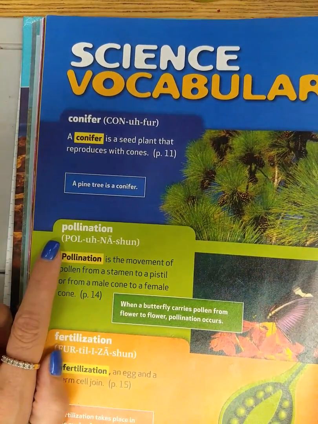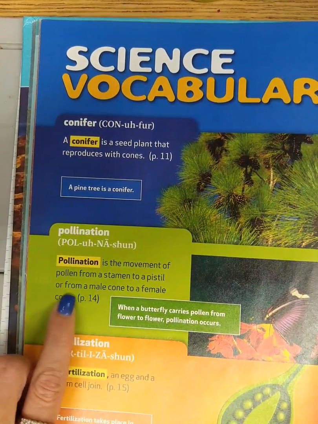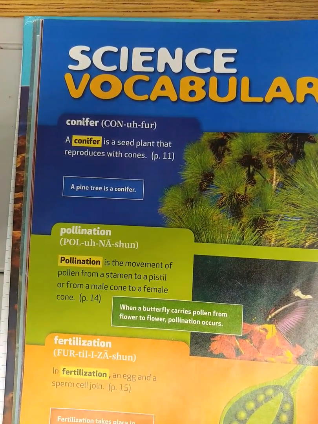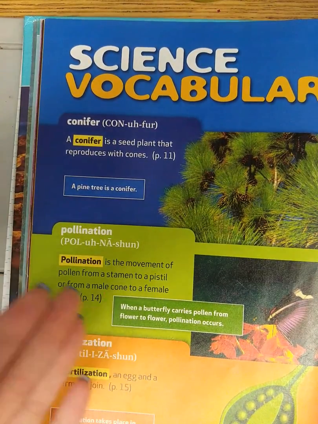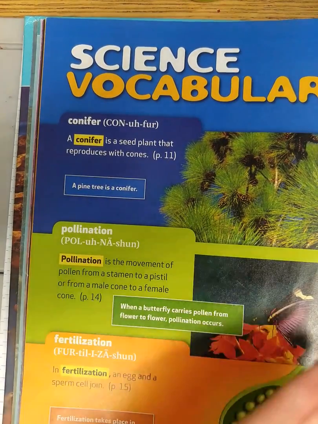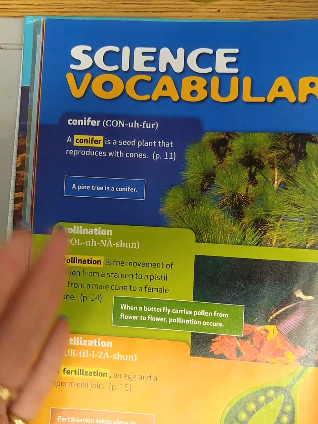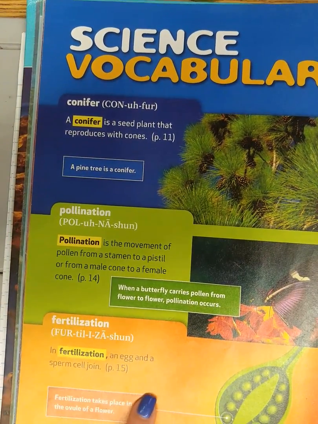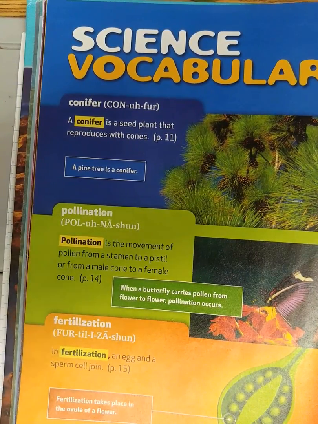They're not shrubs or anything like that. They're trees. Pollination. Pollination is the movement of pollen from the stamen to a pistil or a male cone to a female cone. So within a flower or a cone, they have both male and female parts. And depending upon if a bee has taken the pollen from one flower, it would then give it to the female part of another flower. And when the bee touches the flower initially, that's touching the male part. So that's how that works. Fertilization. In fertilization, an egg and a sperm cell come together. So those two items come together in order to make new plants.